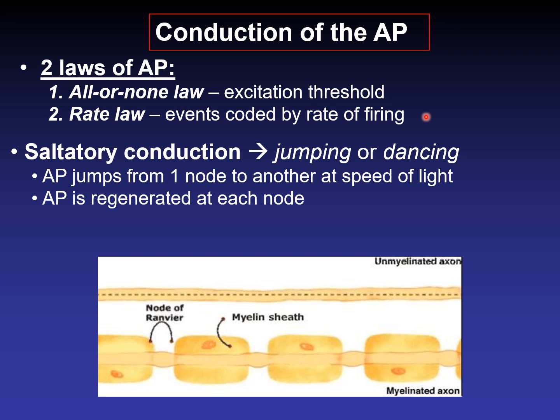Action potentials are usually measured in the number that occur within a second of time. So a dim light may cause 10 action potentials within 1 second, whereas a bright light might cause 100 action potentials within 1 second. So events are coded by the firing rate, which is the rate law. They can't be coded by the amplitude or the intensity of the action potential, because that never changes due to the all or none law.